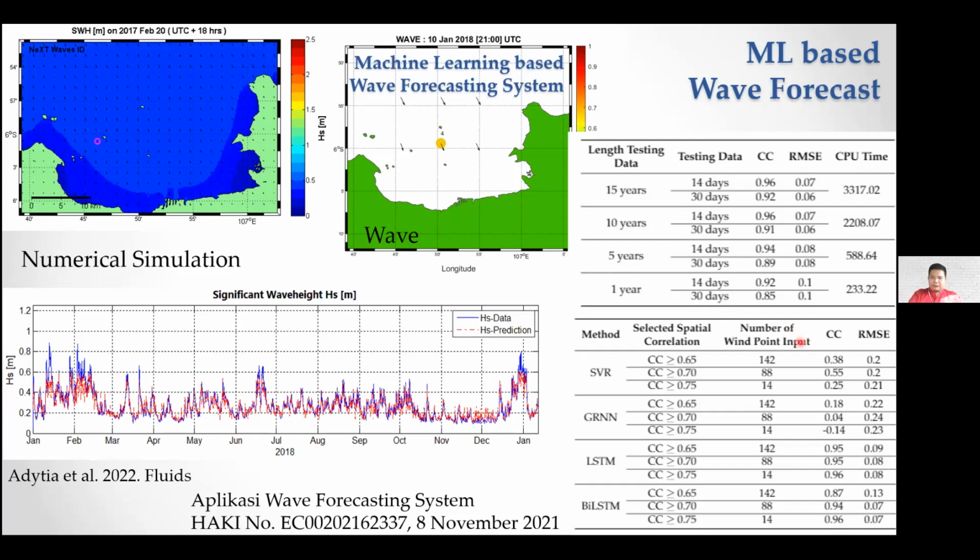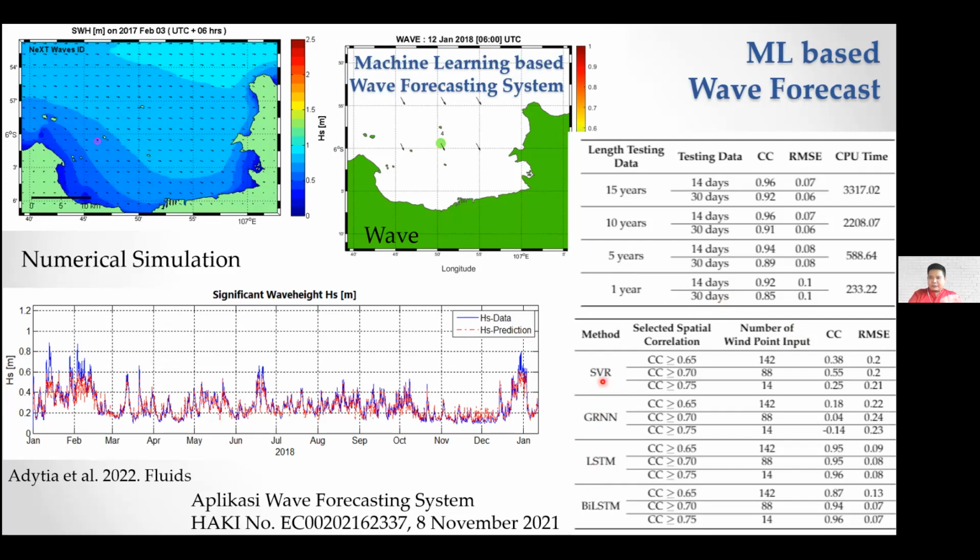We are using 4 models: support vector regression, because we are solving a regression problem, then generalized regression neural networks, then long short-term memory, because we are working on time series data, and bidirectional LSTM, bidirectional long short-term memory.